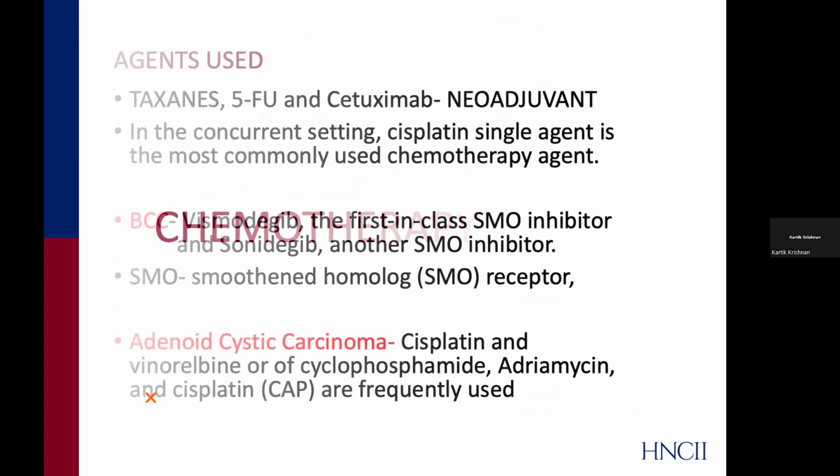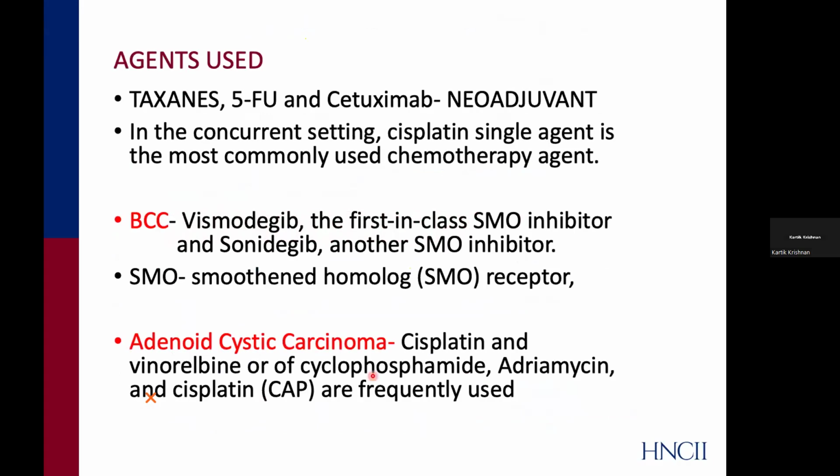Then coming to chemotherapy, in a neoadjuvant setting, the agents you can consider are taxanes, 5-FU and cetuximab. In the concurrent setting, cisplatin is the most commonly used agent. If you are considering a basal cell carcinoma, there is something called the Hedgehog receptor, which is found in basal cell carcinomas. So SMO inhibitors, that is vismodegib and sonidegib, are the drugs considered in basal cell carcinomas. And for adenoid cystic, you might consider cisplatin and vinorelbine, and CAP, that is cyclophosphamide, adriamycin and cisplatin. So these are the agents generally used for the different histologies.